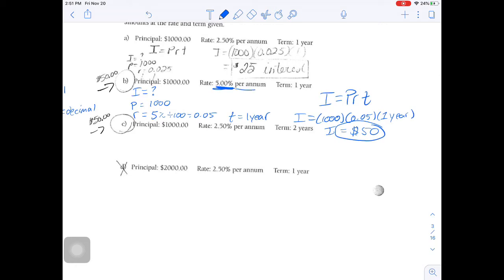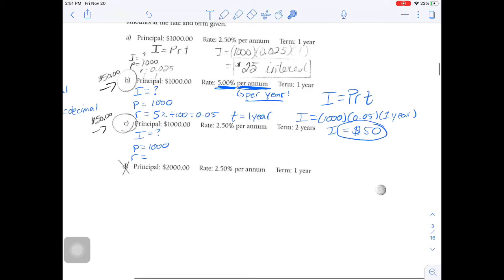Now you might ask yourself, what does per annum mean? This means per year. And the harder questions that we'll go through deal with that. So let's see what happens here. So we have a principal amount. Again, it wants us to find our interest. We start with $1,000 again. Our R value, remember, it has to be in a decimal. So I'm going to take 2.5% and divide it by 100. And that's going to give me 0.025.